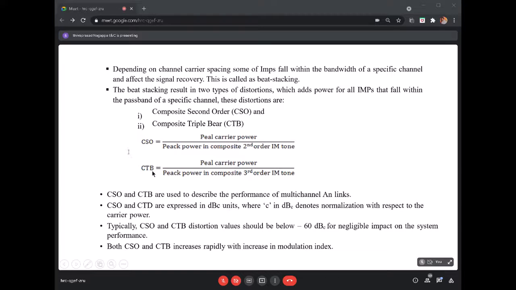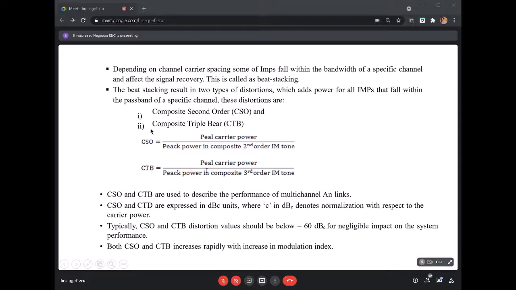Whereas CTB is the peak carrier power divided by the peak power in composite third order intermodulation. That is for the second order and the third order. Why do we need this CSO and CTB? Basically, it is used to describe the performance of your multi-channel system. You will have n number of channels, and it describes the performance of the individual channels.